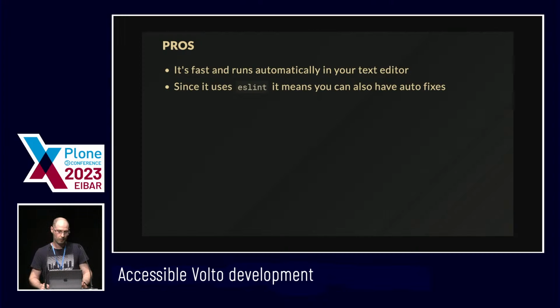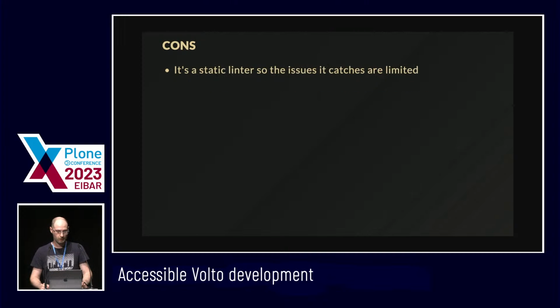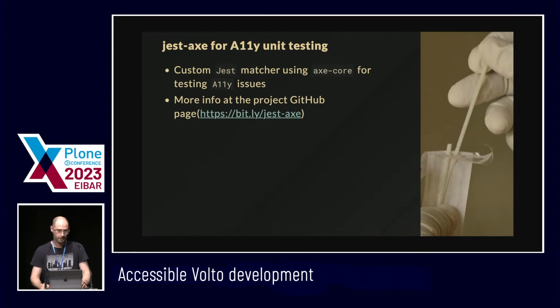Of course, all of the tools that I'm about to present to you have some pros and cons, and the con for this linting is that it's a static tool, so the issues that it catches are limited. It doesn't know about the compiled code. It only knows about some of the rules that it finds within our code in the editor.